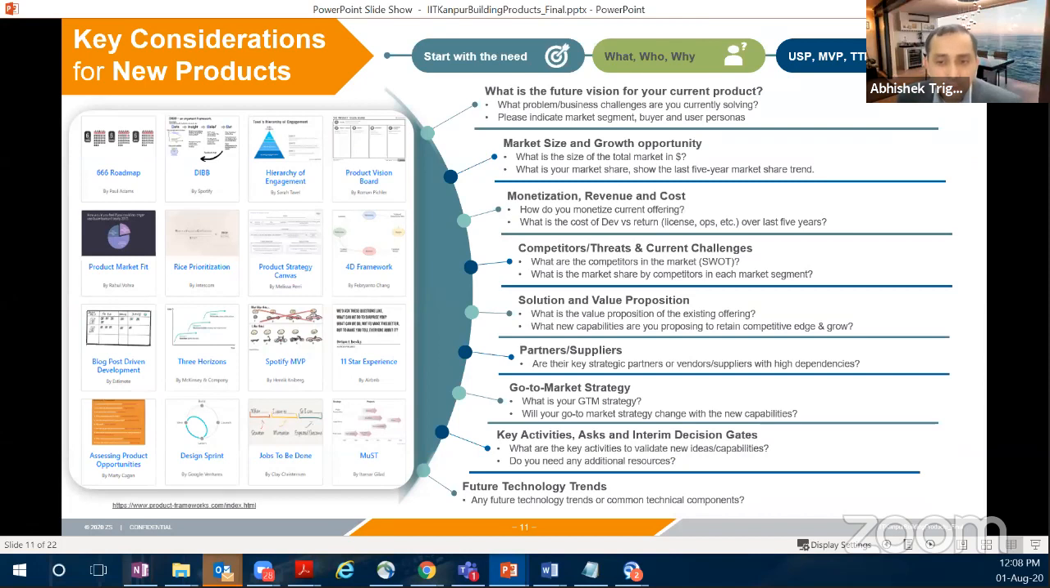Now, this might seem a little bit of a wordy slide, but we'll spend some time on this one. If you see on the left side, these are just examples of multiple product frameworks. If you just Google, I've given an example of one of the product sites, which has a good sampling of these. The frameworks are dime a dozen.